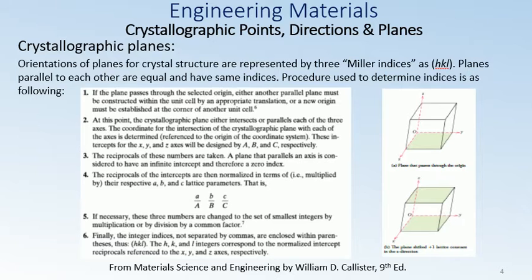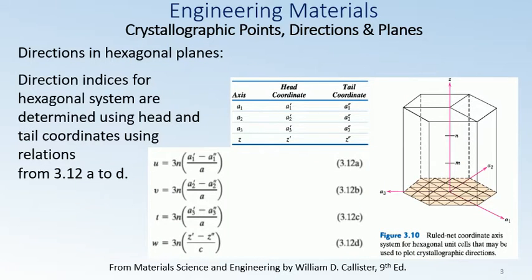If for example we just need to repeat for these directions in hexagonal planes, I just repeat, and please try to understand. If you have any confusion, we of course will be talking about this in our live session. The direction indices for hexagonal systems you determine following similar procedures, that is by subtraction of vector tail point coordinates from head point coordinates, as per the formulas given in 3.12a to 3.12t.